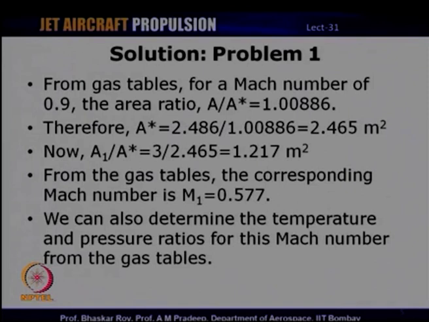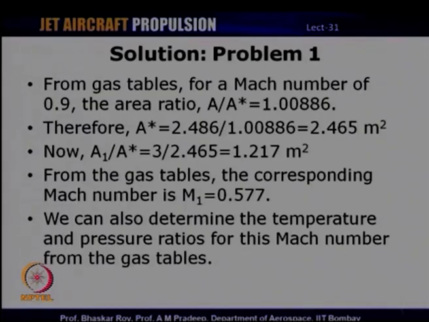So, from the gas tables, again for this corresponding area ratio, we can calculate that the Mach number associated with this area ratio is 0.577. So, this will be the Mach number which we can calculate for the intake entry. Now, once we know this Mach number, we can also calculate the corresponding temperature, pressure ratio, etc., again from the gas tables.